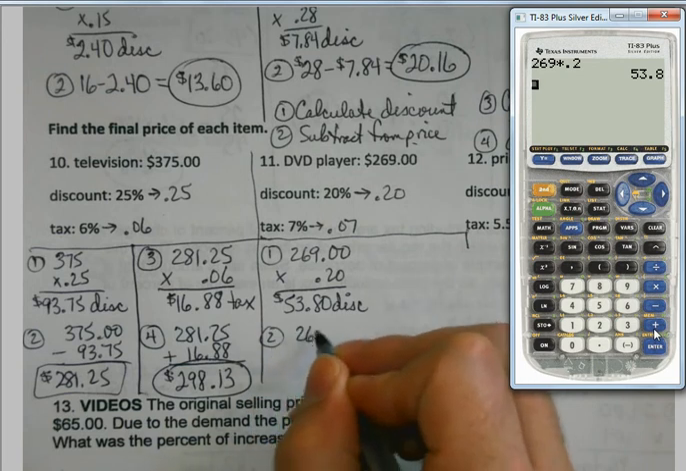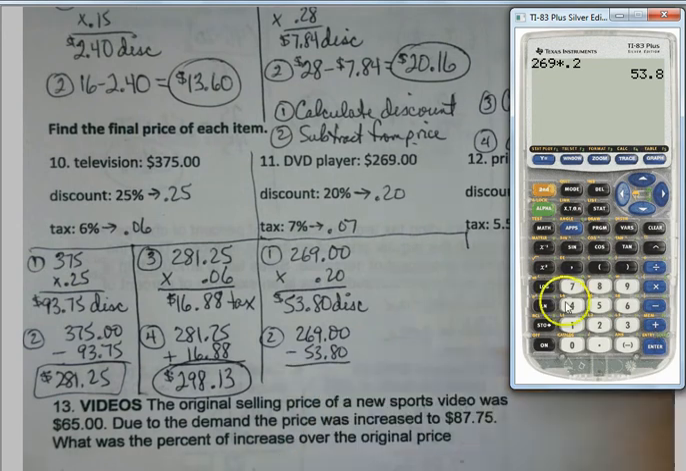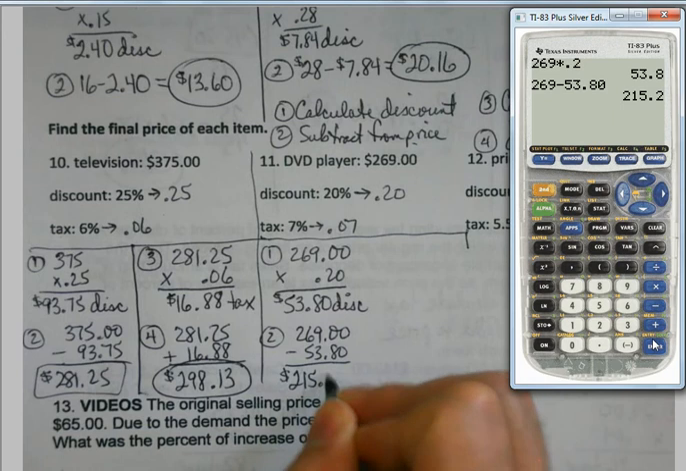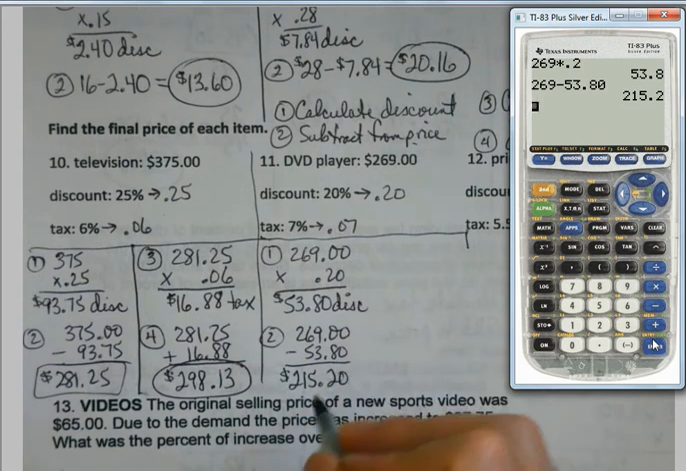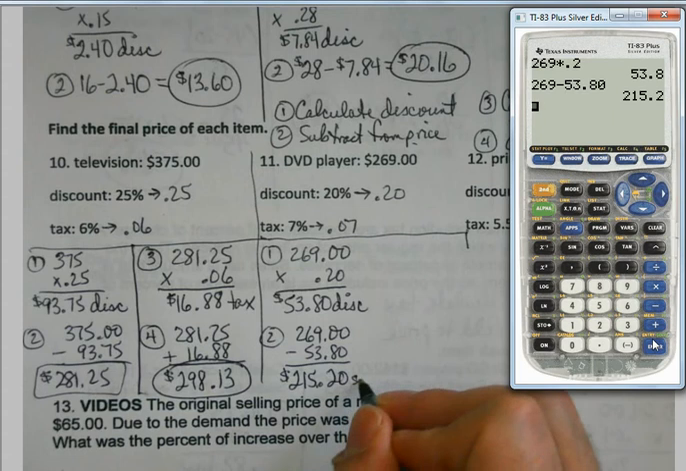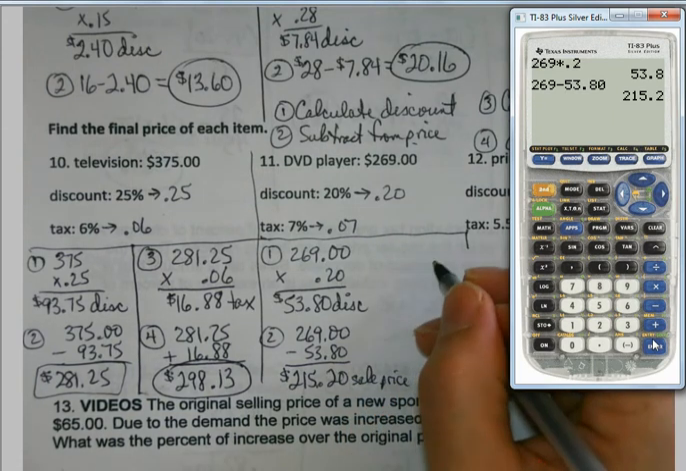So I'm going to subtract that from the $269. Okay, so that's my sale price. But unfortunately, I still have to give the government their share.